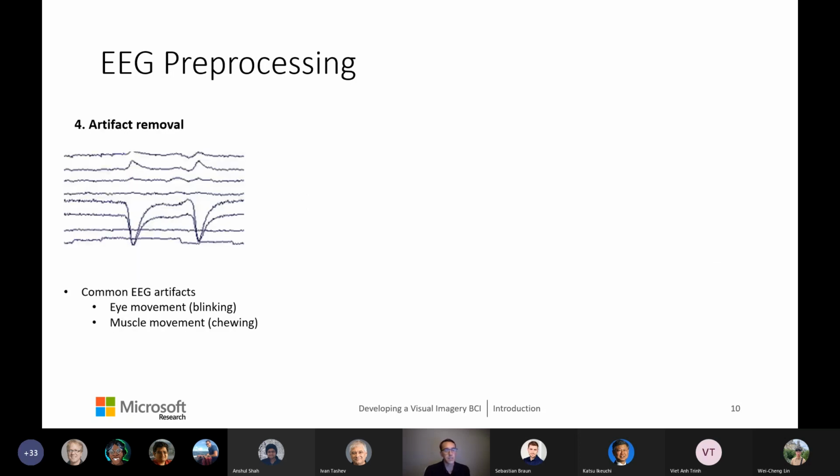Another step that you might want to take is to perform some sort of artifact removal. So EEG can be pretty prone to artifacts from motion, like eye movement, from eye blinking, or muscle movement from things like chewing. The picture up above demonstrates what an eye blink would look like, particularly on those frontal channels. If you're doing any sort of analysis that is taking advantage of those frontal channels, it might be beneficial to remove those eye blinks.